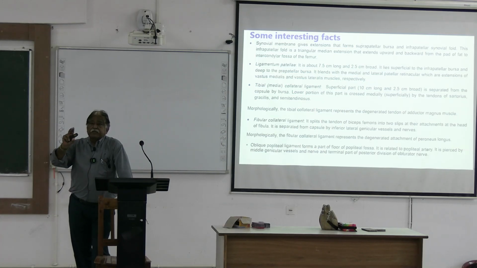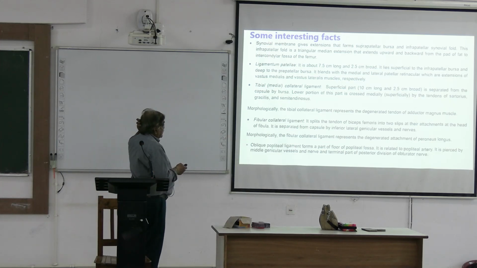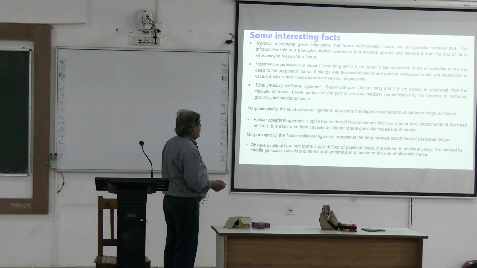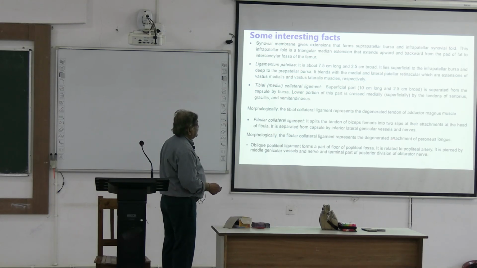A short question, around 6 marks, not 2 marks, but 6 to 10 even, can come: that morphologically the tibial collateral ligament represents the degenerated tendon of adductor magnus. Fibular collateral splits the tendon of biceps femoris into two slips at their attachment at the head of the fibula. It is separated from capsule by inferior lateral genicular vessels and nerves. Morphologically, the fibular collateral ligament represents the degenerated attachment of peroneus longus.